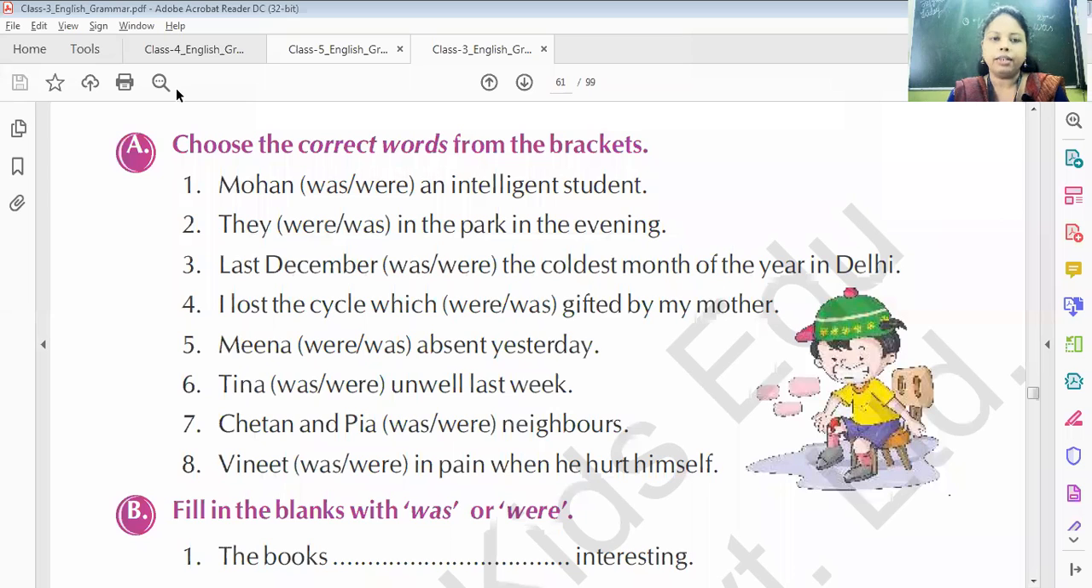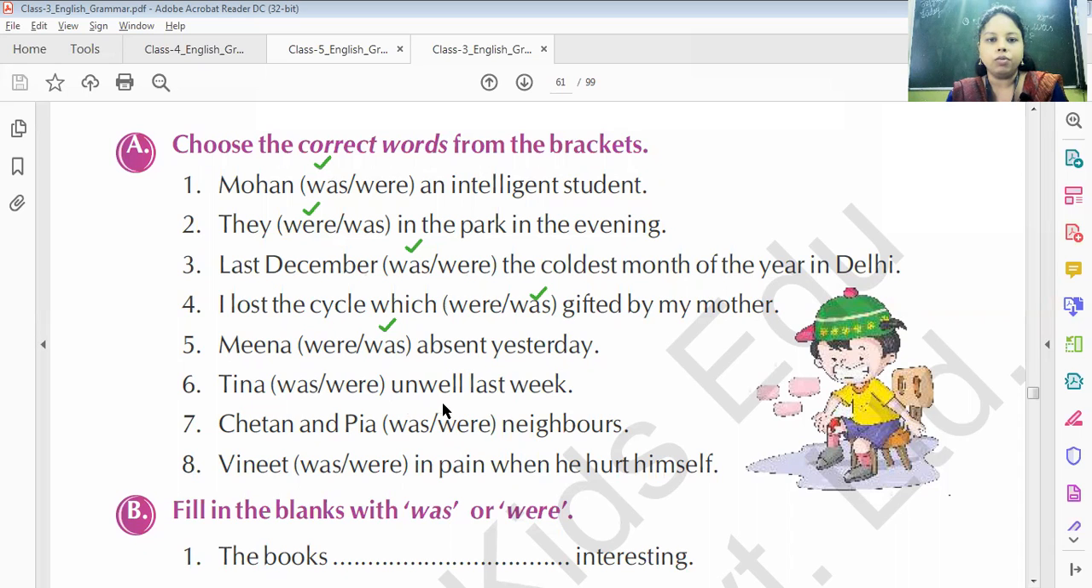So we just have to tick the correct option. Mohan were an intelligent student. Mohan was. Why was? Because Mohan is singular. They were or was in the park in the evening. They were. Last December was or were? Last December was the coldest month of the year in Delhi. I lost the cycle which was or were gifted by my mother. Which was gifted by my mother. Meena were absent yesterday. Meena was absent yesterday.